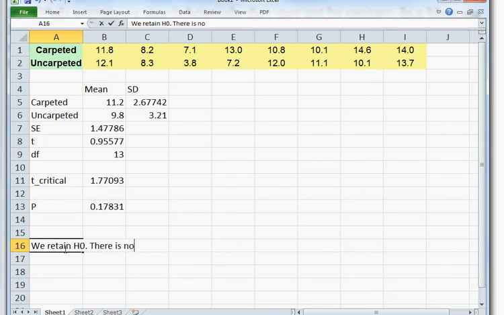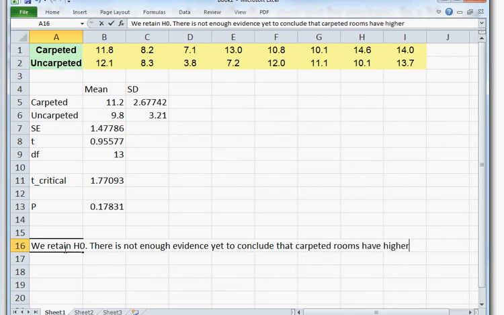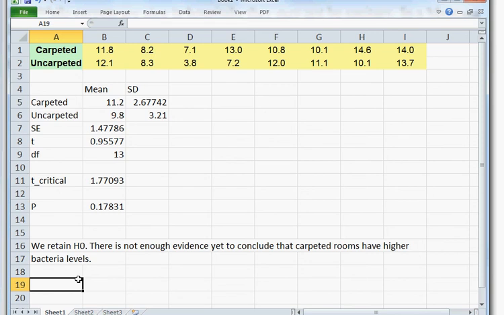There is not enough evidence yet to conclude that the carpeted rooms have higher bacteria levels. And we don't have enough evidence yet because we only took a very small sample of size 8 apiece. Perhaps if I took a larger sample, I would detect higher bacteria levels. That, of course, has been detected, so that when you go to the hospital, we have tiled floors in the patient's rooms as opposed to carpeted rooms.